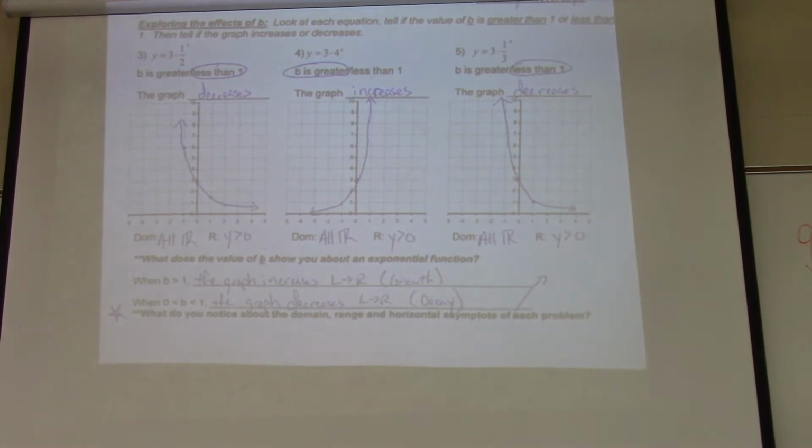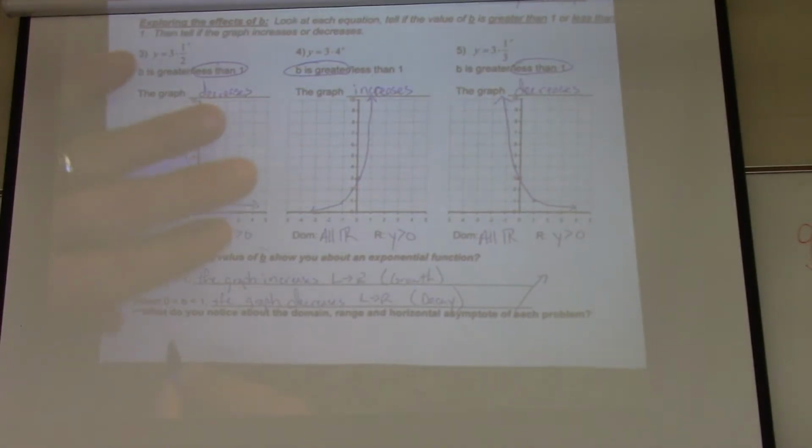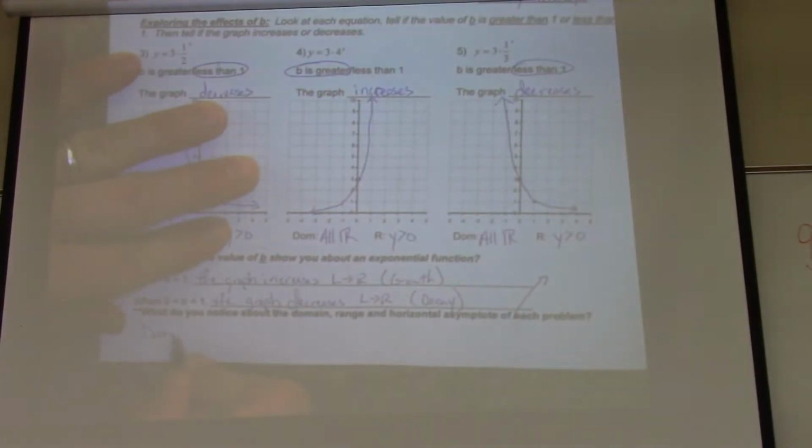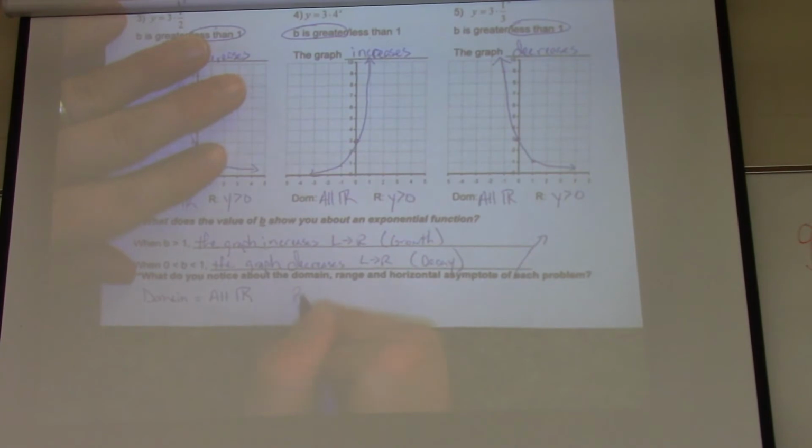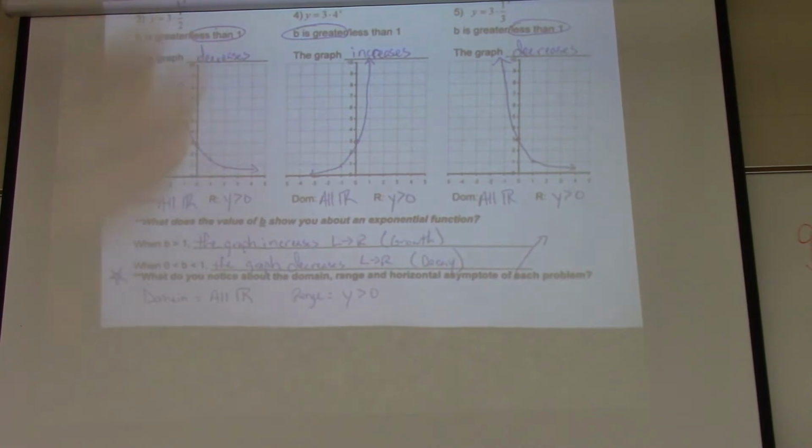What do we notice about the domain, the range, and the horizontal asymptotes, which we haven't really talked about yet? What is the domain? I've actually said this answer a few times now. It's all real numbers. That's been for all of these, right? On the next page, we're going to shift it around a little bit, and we'll see how that changes. But for all of these, the domain equals all real numbers. Now we've got the range. The range is y is greater than 0 for all of these problems. It's the same.